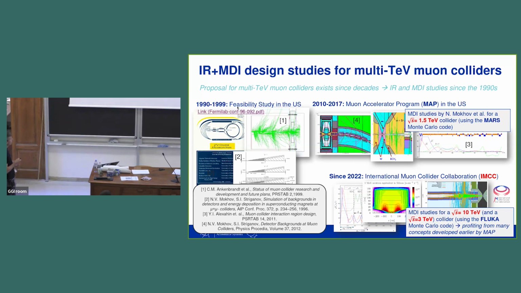A bit later on, there was the Muon Accelerator Program, MAP, in the US, as Daniel also mentioned yesterday. And now there's the International Muon Collider Collaboration. So interaction region and MDI studies for multi-TeV machines already started more than 30 years ago.